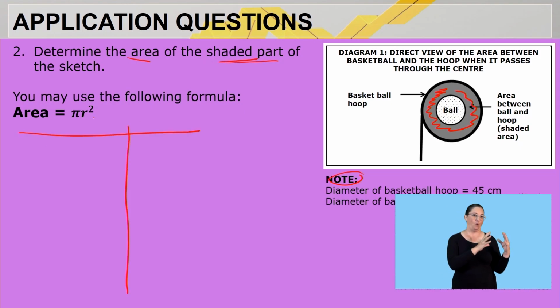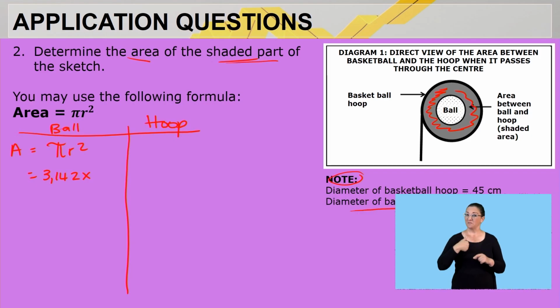So I'll start with the area of the ball itself. And here I'll indicate this will be the area of the hoop. Both are circular objects, so I'll say area equals pi times radius squared. Let's work with the ball first. 3.142 multiplied by, now please note, it says here the diameter of the ball is 24.8. In my formula I want the radius. So what must happen now? I must take the 24.8 and divide that by 2 to get the radius.